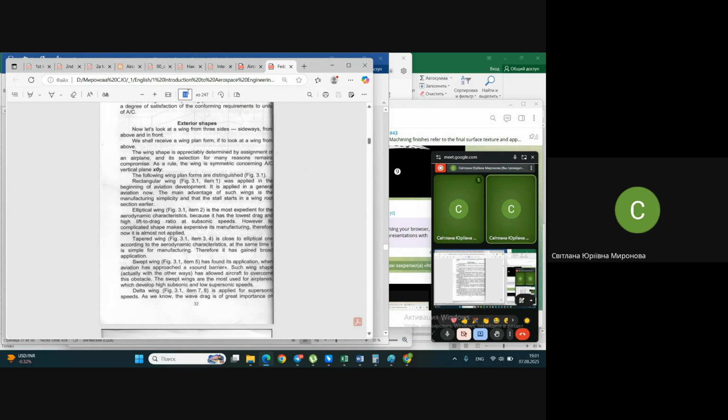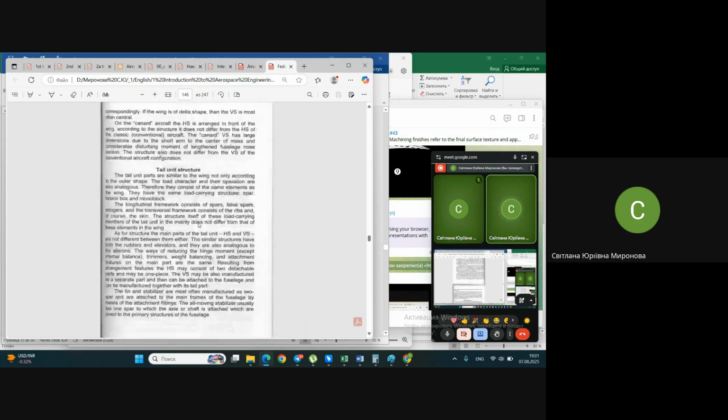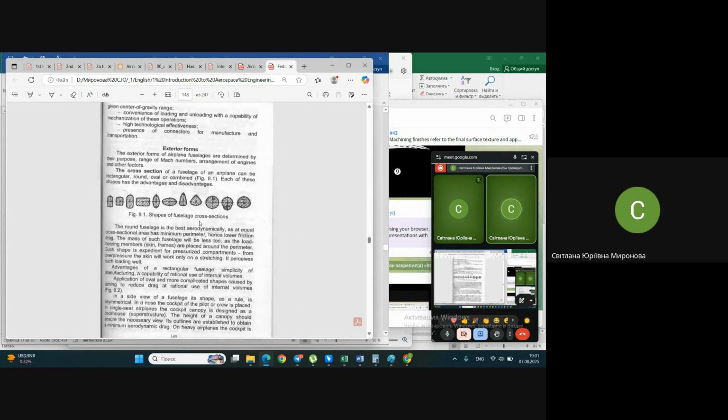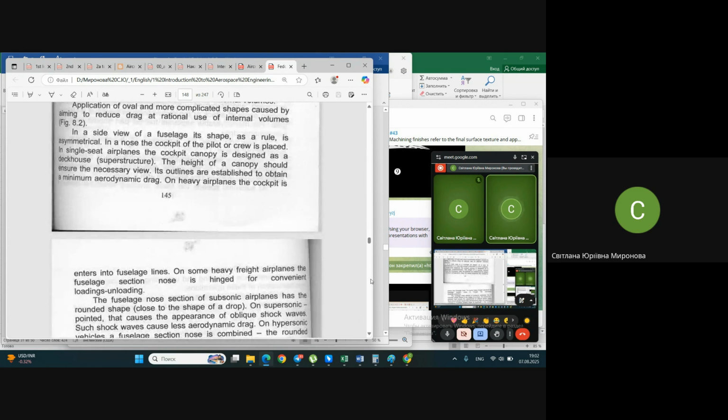Some short knowledge on fuselage. Fuselage, page 144. Let me show you. Cross sections, outer shapes of fuselage vary from rectangular to circular, oval, and some compound complex shapes.